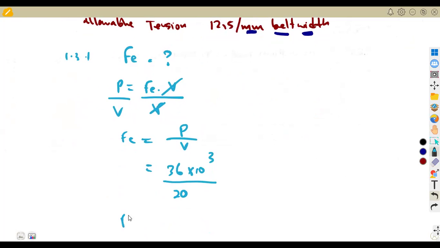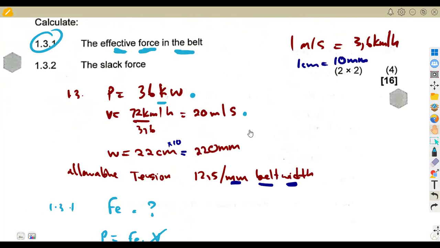So this is going to give us the effective force. That is 1,800. All right, so this is 1,800 in what? In Newton. Some can use TE for the effective force, as the effective tension is one and the same thing, or you can just write it as FE. All right, so that was it in this case.